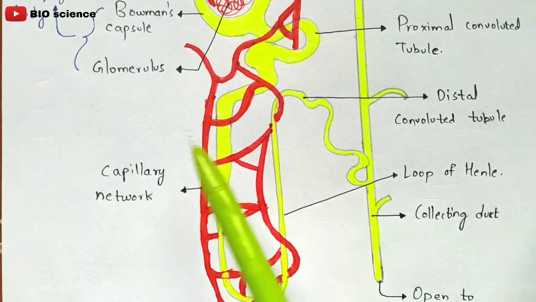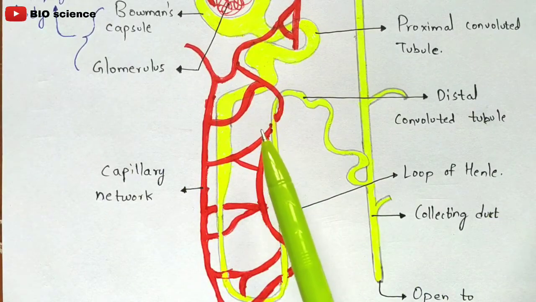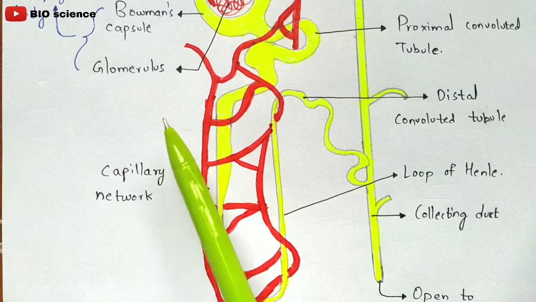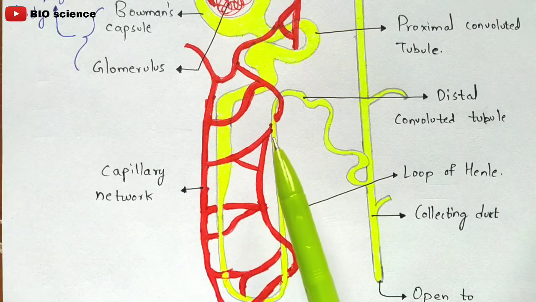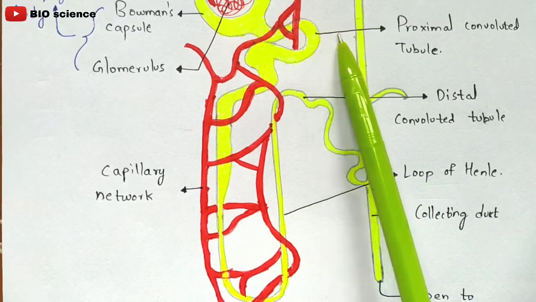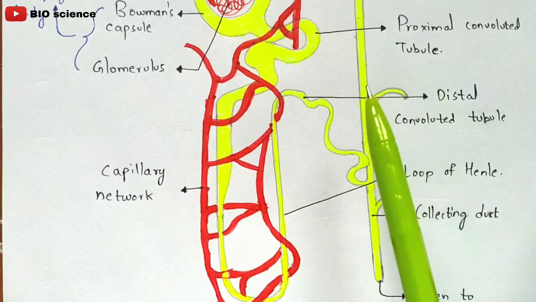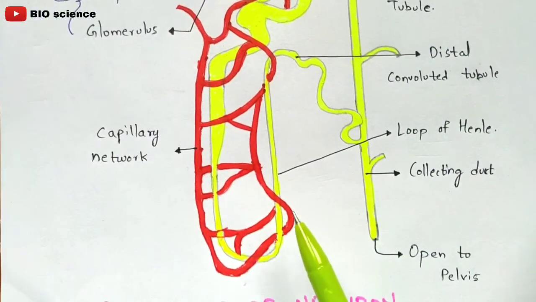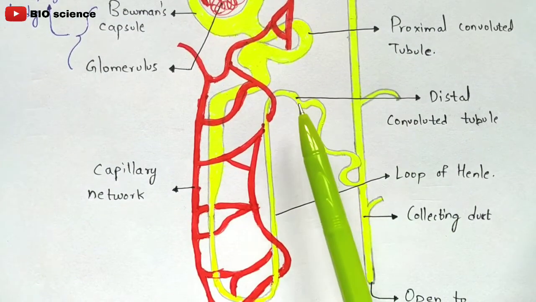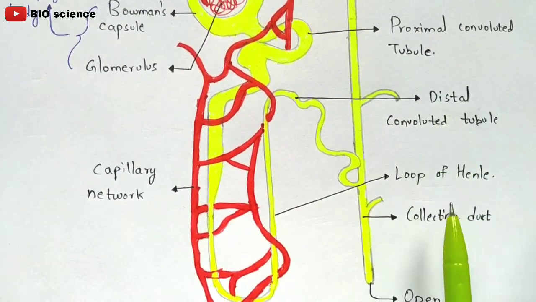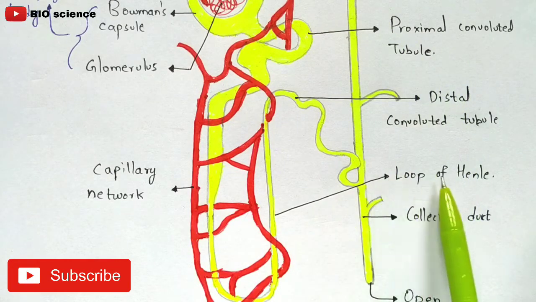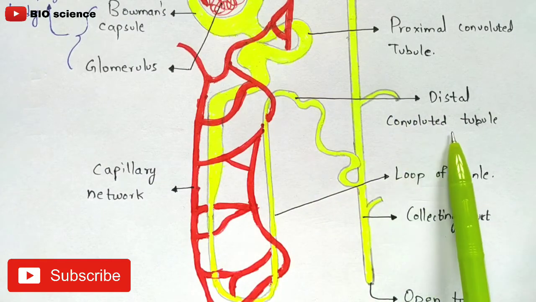So the renal tubule basically has three parts. The Malphigian body has two parts. What are they? The Bowman's capsule as well as the glomerulus. And coming to the renal tubule, it has three parts. They are the proximal convoluted tubule, as I have mentioned here, and another one is here, the loop of Henle. This is the second one. Coming to the third one, the distal convoluted tubule. Fine. The first one is the proximal convoluted tubule, the second one is the loop of Henle, and the third is the distal convoluted tubule.